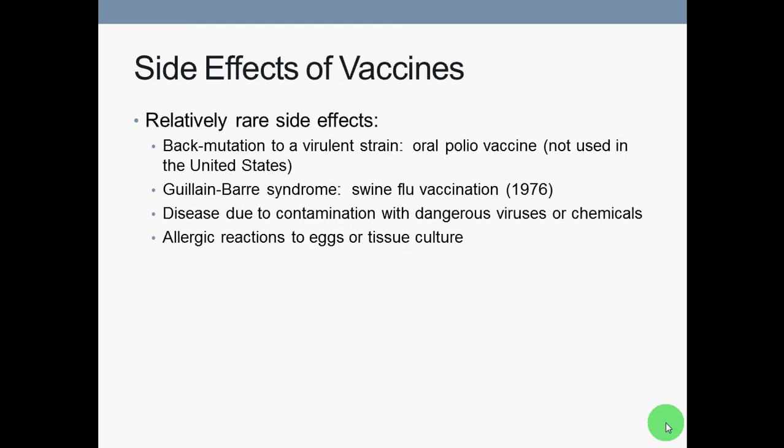Other very rare things that can happen with vaccines: disease can be caused by contamination with other viruses or other chemicals. These are extremely rare because of all of the safety controls that we have over vaccines nowadays. And again, major allergic reactions to eggs or tissue culture components are a possibility.